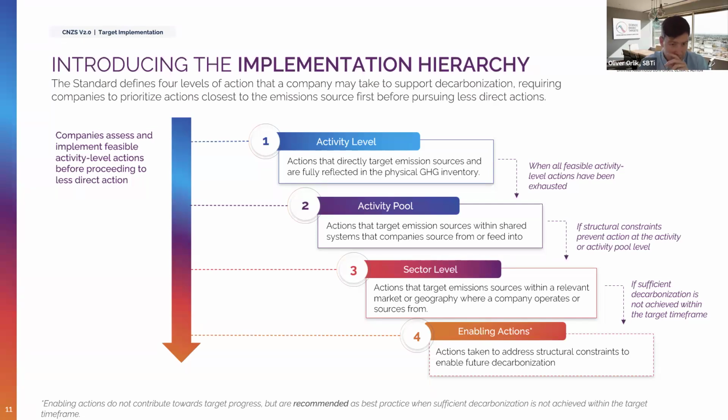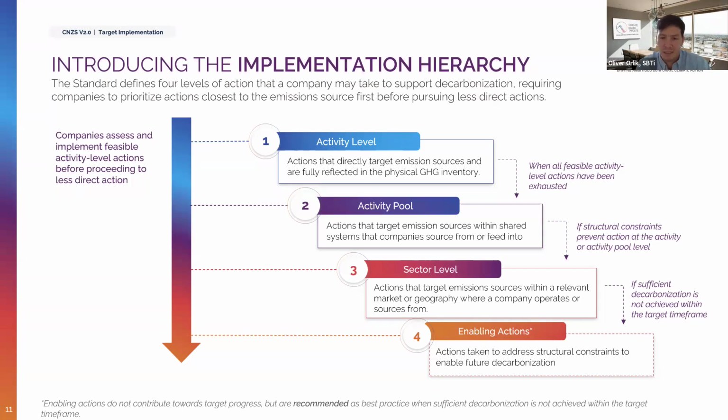So how does this work? We want companies to focus on reducing emissions at the activity level, so directly targeting the emissions in their scope 1, 2, and 3 through activities, such as for scope 1, it might be energy efficiency, for scope 2, procuring renewable energy or using solar.